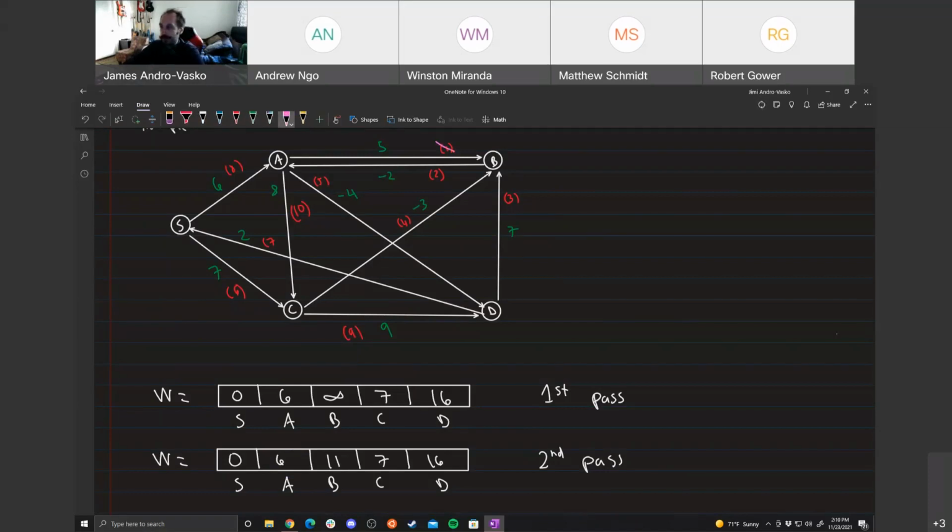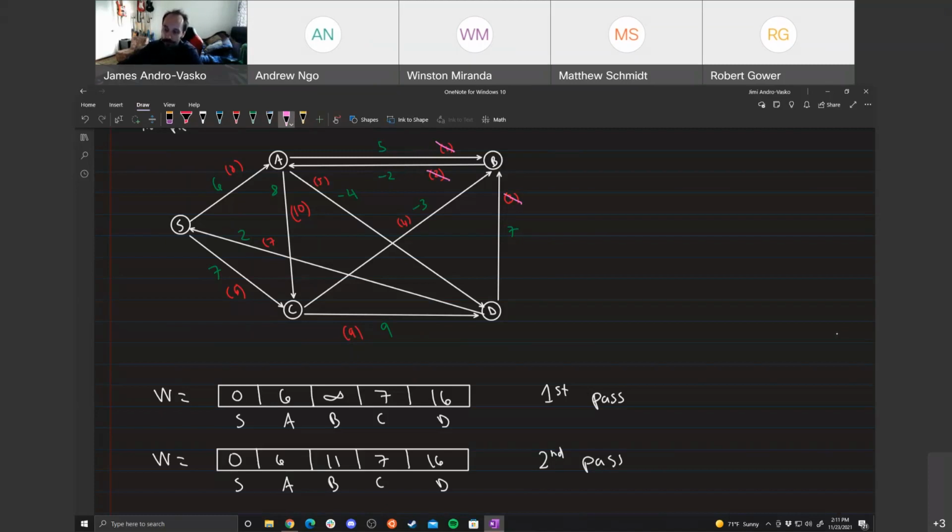And now we're going to process the next edge, which is B goes to A. So B has a weight of 11 plus -2, which is going to be 9, which is not better than A's current weight of 6, so we're not going to relax. Next edge, we have D goes to B. D has the weight of 16, plus 7 is going to be 23, which is not better than B's current weight, so discard that.